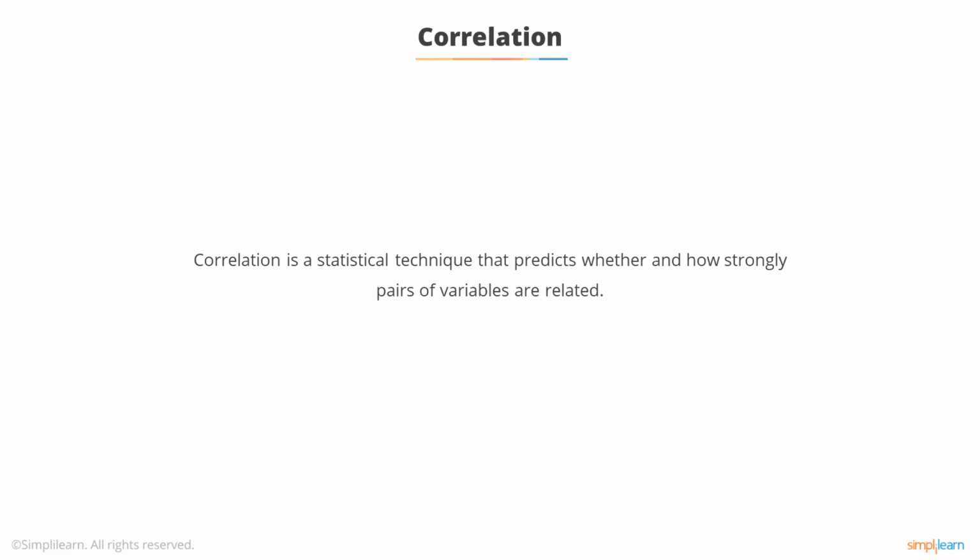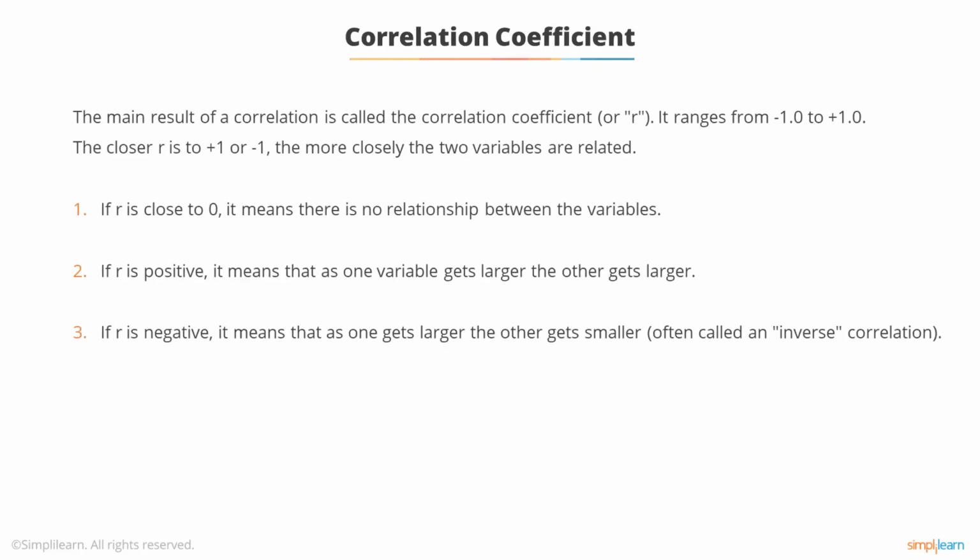Correlation. Correlation is a statistical technique that determines whether and how strongly pairs of variables are related. Now, the correlation coefficient, or R, ranges from -1 to +1. The closer R is to +1 or -1, the more closely the two variables we're looking at are related. If R is close to 0, it means there's no relationship at all between the variables. If R is positive, it means that as one variable gets larger, the other gets larger. And if R is negative, it means as one gets larger, the other gets smaller. There's an inverse relationship.